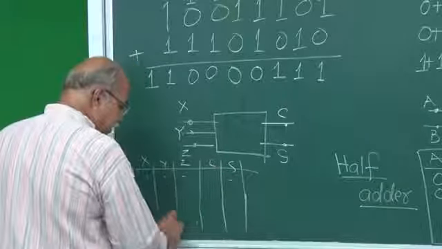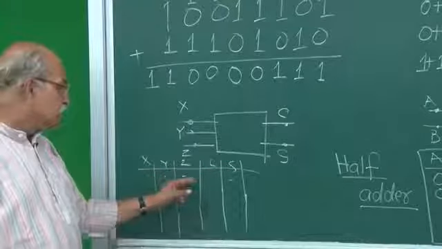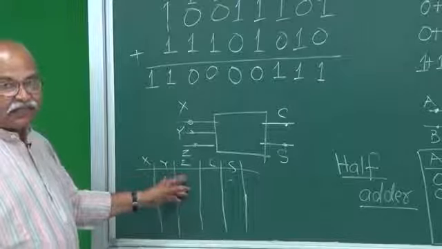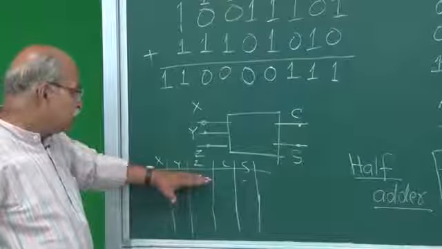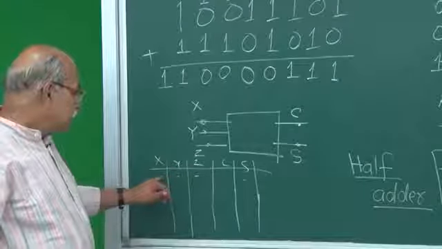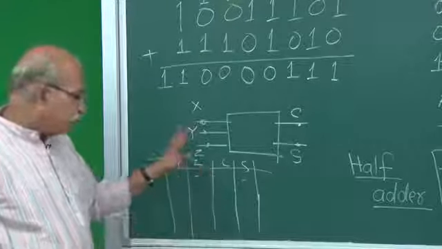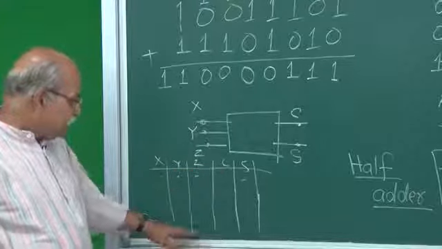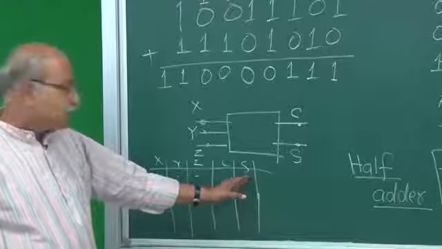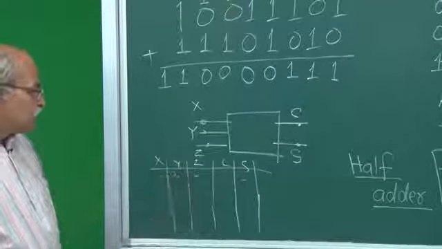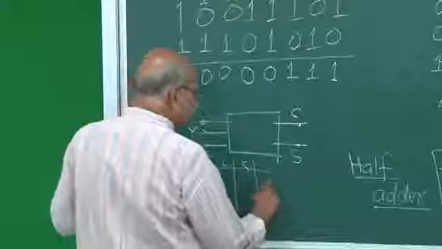How many rows will be there? There are 3 inputs. Each input can be 0 or 1. So all those combinations are to be written. All those combinations are to be exhausted. 0, 0, 1, 0, 0, 0. So 8 rows, and for each row you know how much is C and how much is S, and that kind of circuit which can do this is known as full adder.